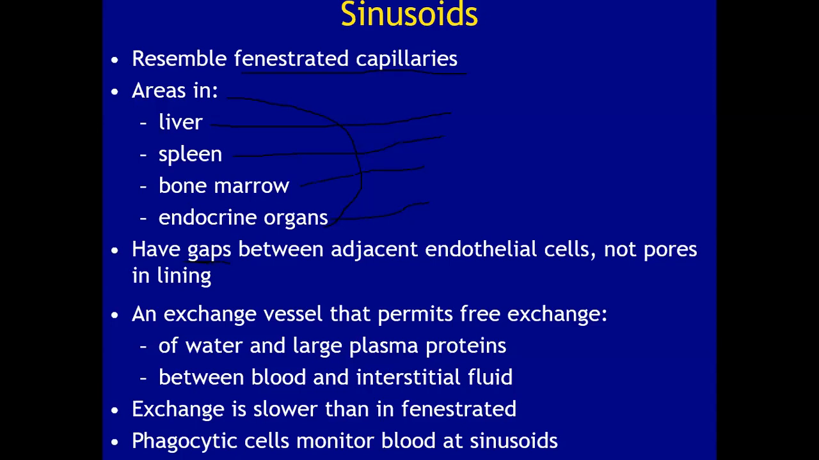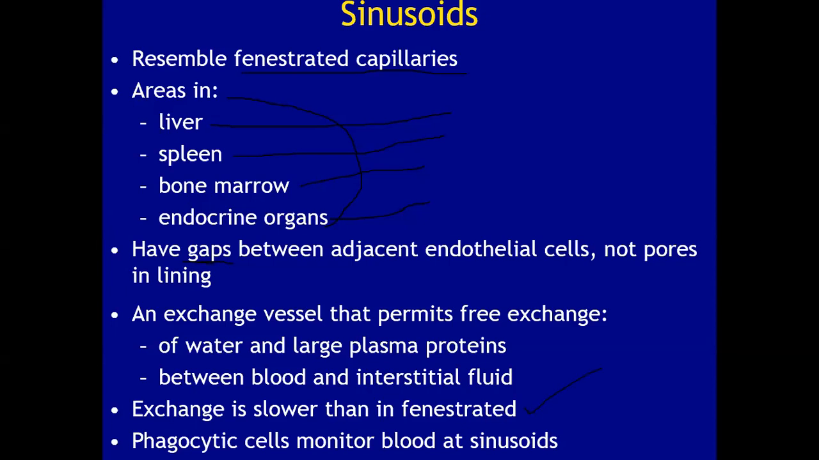Okay, now you would think that the sinusoids would have the greatest permeability, but that's not true. Actually, the fenestrated capillary has a greater amount of exchange, okay? Because this is a slower process. It's a slower process when it goes through. We're going to see it able to do all different sizes of things from water all the way through to plasma proteins and cells, okay?